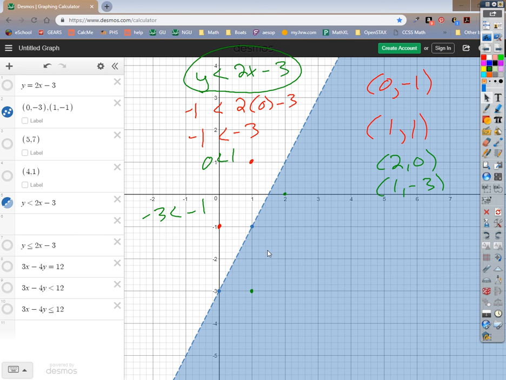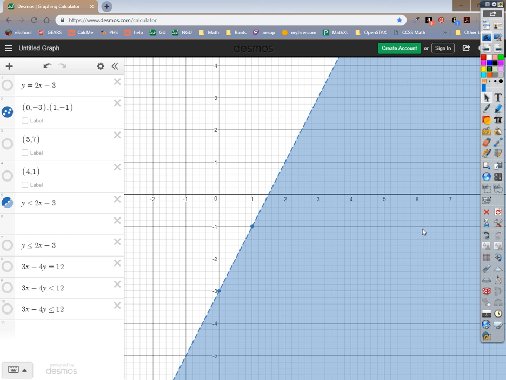So we didn't need to use all those points, did we? We could have been a little smarter about this. How could we have gotten that graph more easily? Is there a general strategy we could use here? If I want to graph this inequality, so here it is, y is less than 2x minus 3. How could we go about getting that graph more quickly and easily? Where would we probably start?